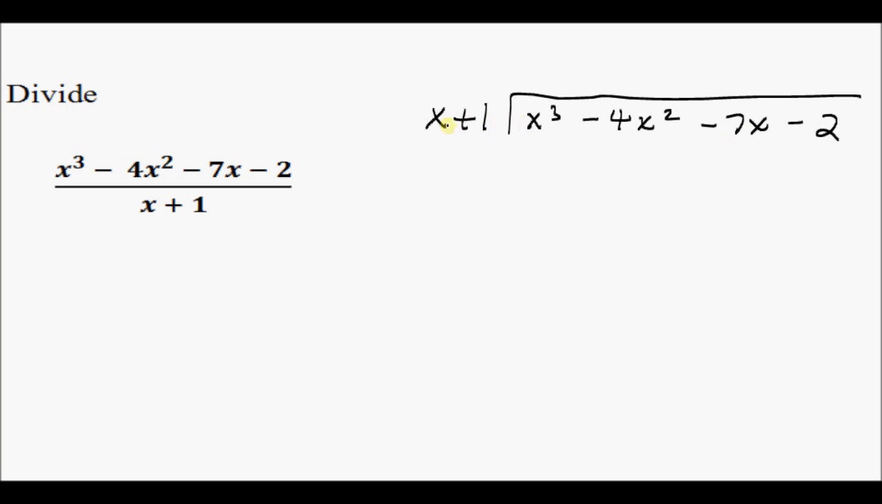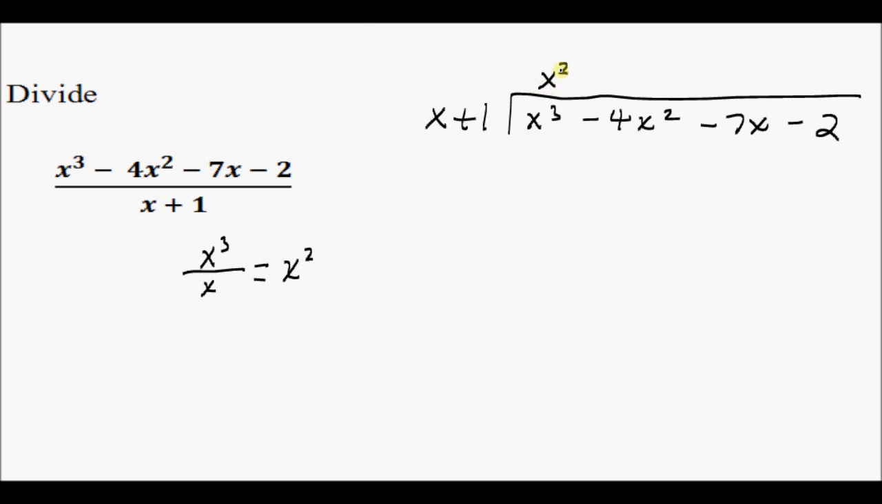So now we take the first term here divided into the first term there. So in other words, we take x cubed divided by x. The result of x cubed divided by x is x squared. So we place that x squared right here above the division symbol. Now some videos you look at might have you place the x squared here instead of here. That's fine, it really doesn't matter.